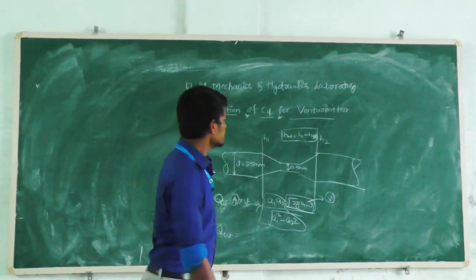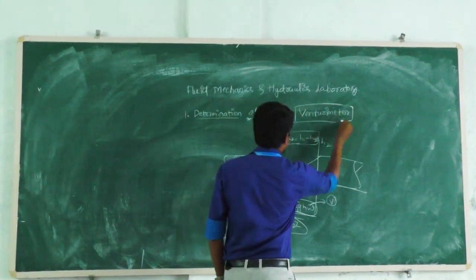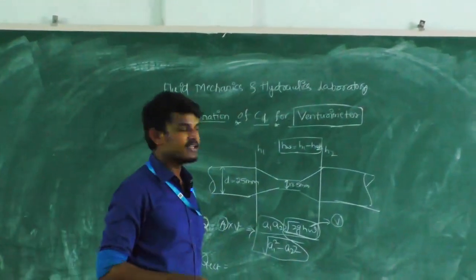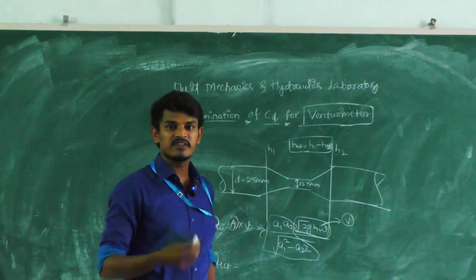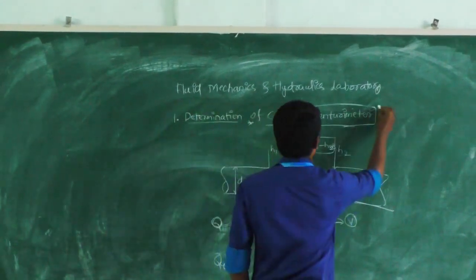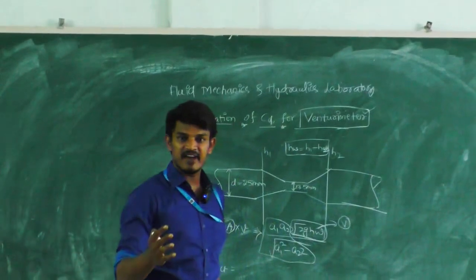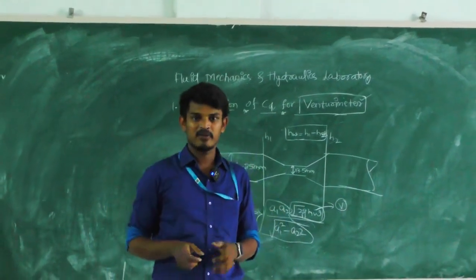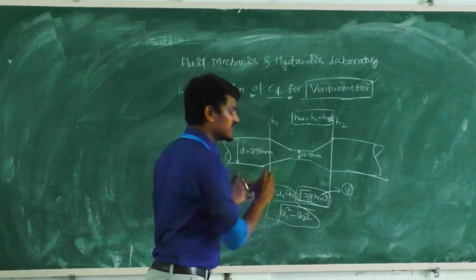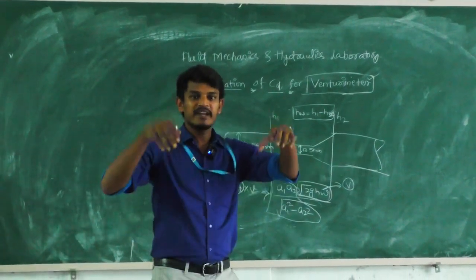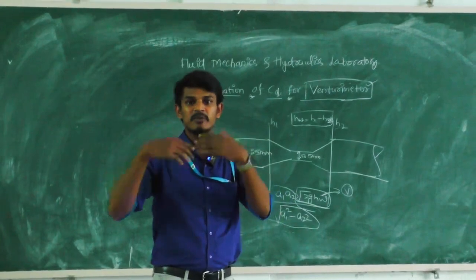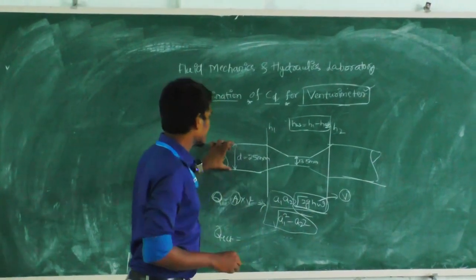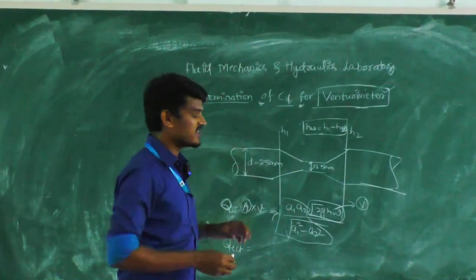Among those, the first and most important and mostly used experiment is determination of coefficient of discharge using venturimeter. So venturimeter is a device which is used to find out the discharge that is flowing through a pipe. Basically, we will attach the whole setup of this venturimeter to any pipe whose discharge is to be measured.